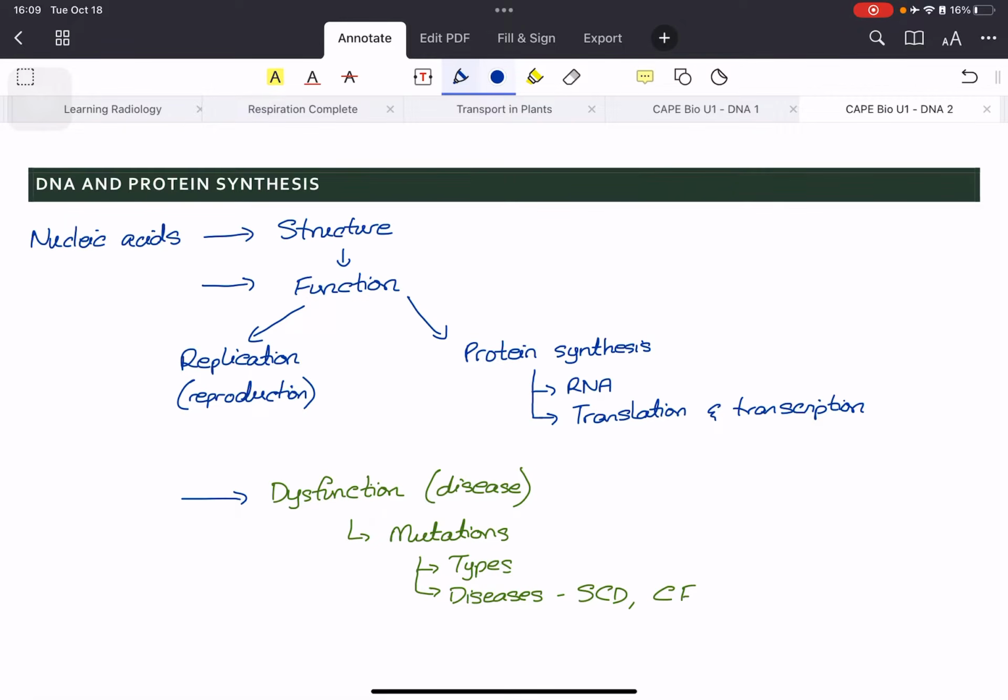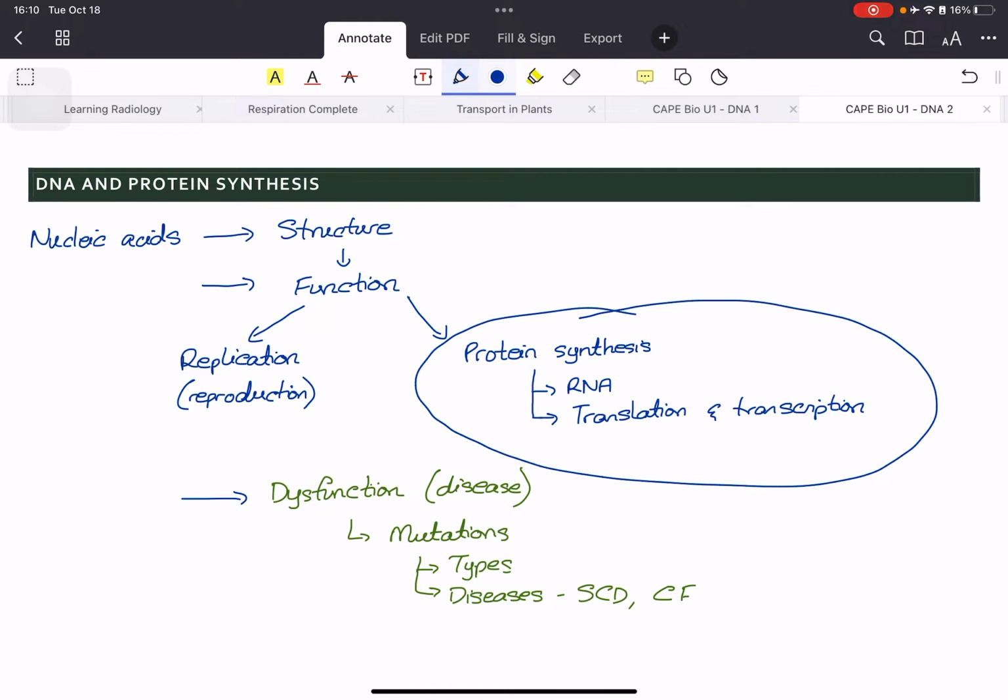Hi everyone, and welcome to our second video on DNA and RNA and nucleic acids. So today we will be focusing on protein synthesis, which will involve diving into RNA and the two processes involving RNA, which are translation and transcription.